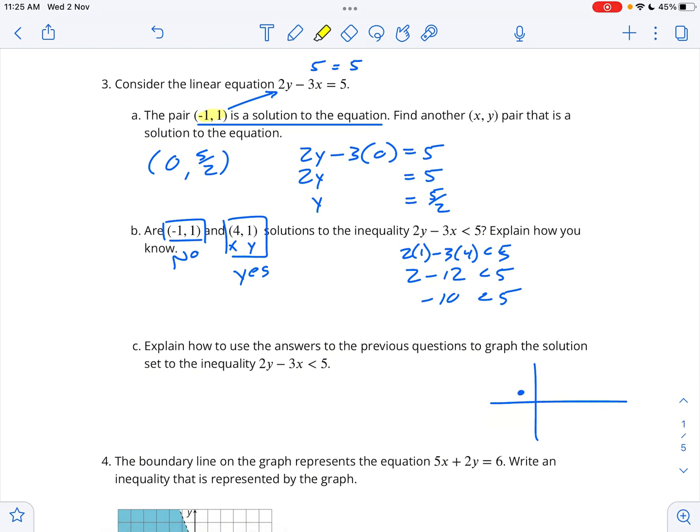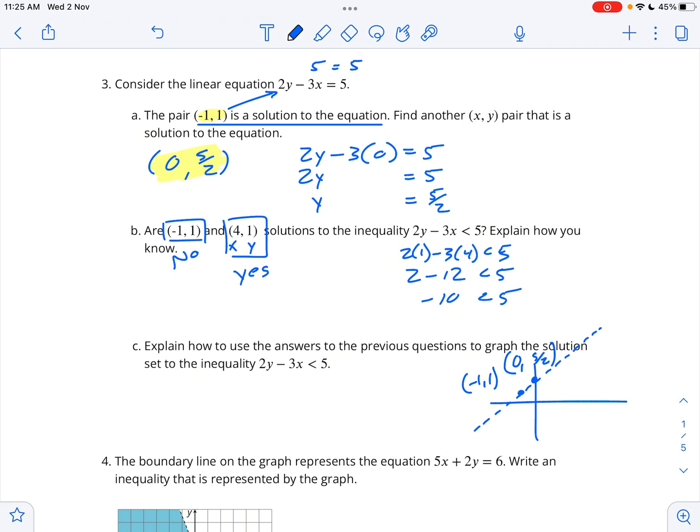And we also figured out 0 and 5 halves, or 2.5, is on the line. So that's going to be like right there. I'll label that. So negative 1, 1, and 0, comma 5 halves. So I know that my boundary line is going to go through those two. But because this is a less than, I know I don't want to actually include those points on my line. So I'm just going to use the dashed line to show that.